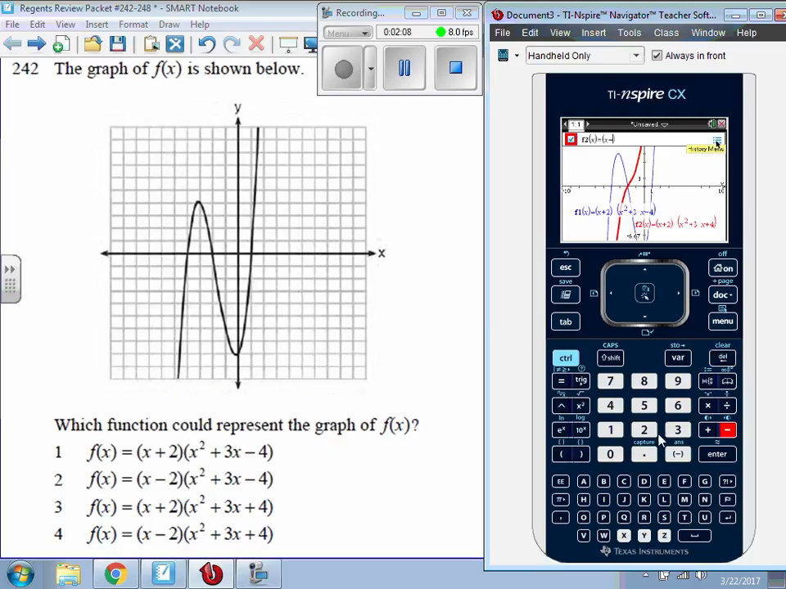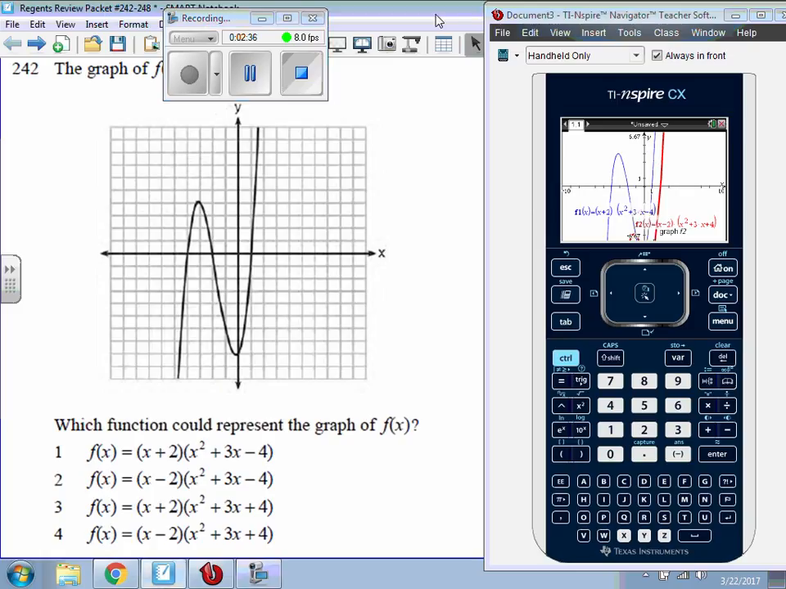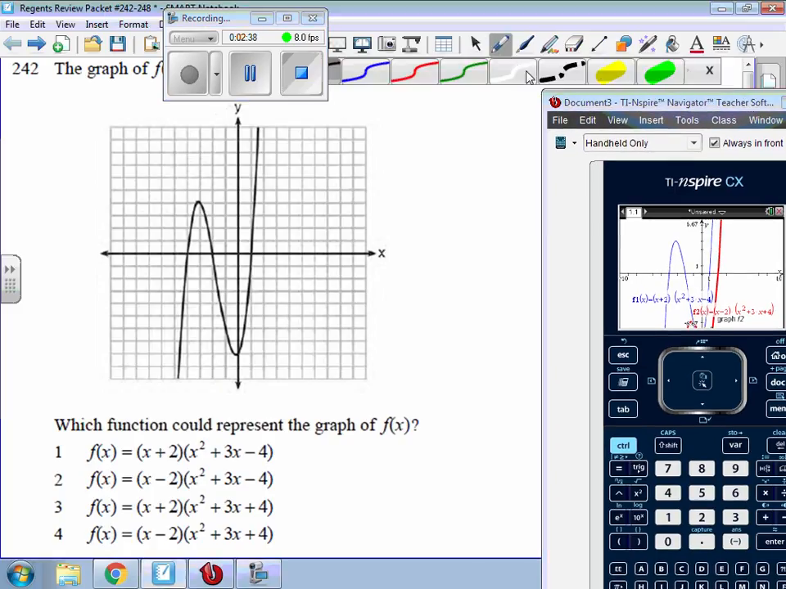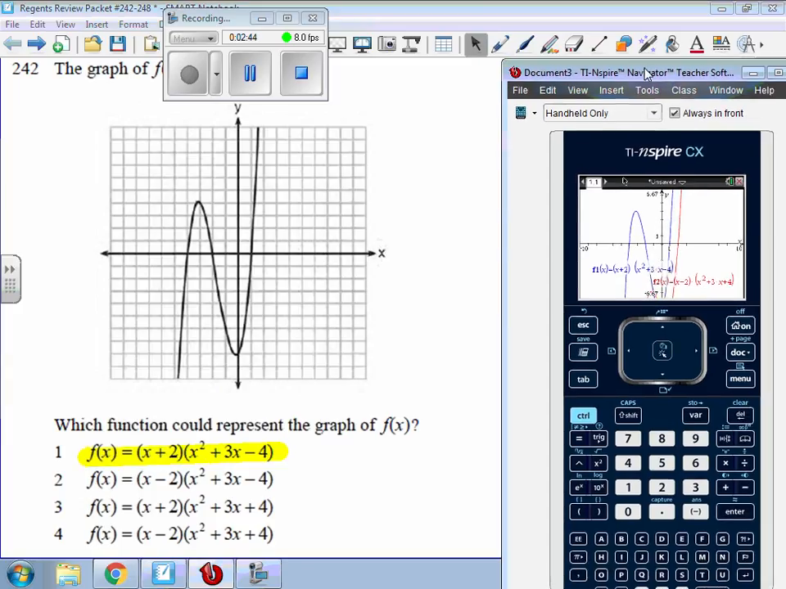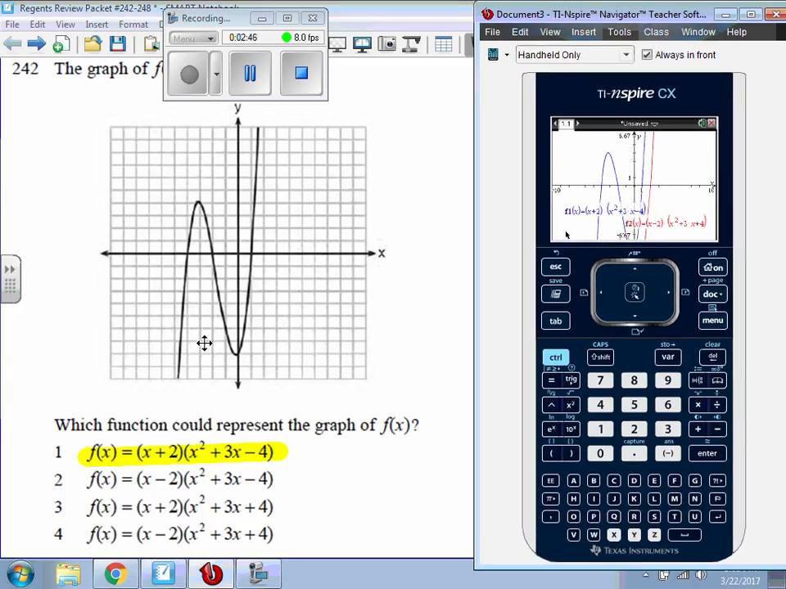X minus 2, x squared plus 3x plus 4. Definitely doesn't look like what's on the paper. It doesn't even go up and down. This red new line for number 4, that's not the right answer. So the correct answer was our first line, the blue one, x plus 2, x squared plus 3x minus 4. It's the only one that looked like the graph that they gave us.